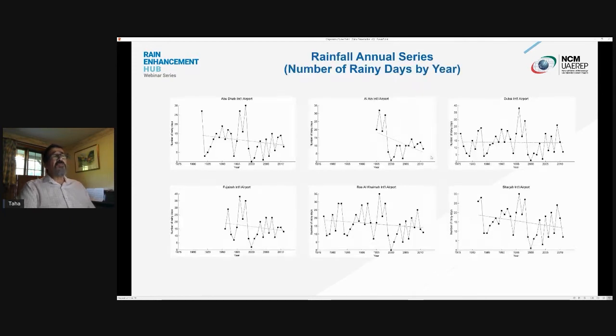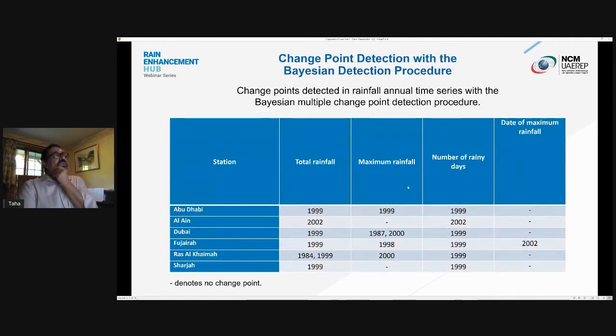So a lot of people say that, oh, rainfall is decreasing in the whole peninsula, and the first look seems to indicate that they may be right. But we need to go further. So we do a Bayesian change point detection procedure, where we're trying to detect points in the series where there seems to have been a shift, a change in the direction of the trends.